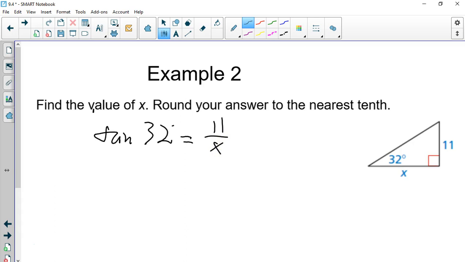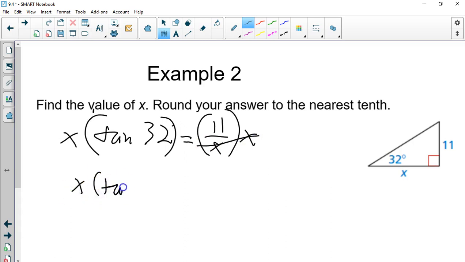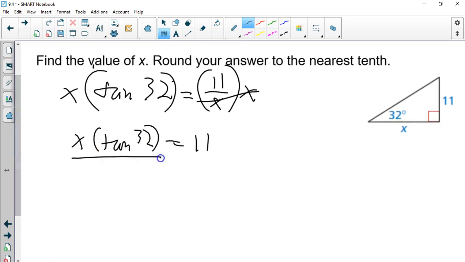Now I'm going to show you the technical math way and then the shortcut. The technical math way is we need the x on the top, not the bottom. So we're going to multiply both sides by x. When we do that, we end up with x times the tangent of 32 equals 11. And now since we want to get x by itself, we divide by the tangent of 32, which is just something we're going to type in our calculator. And we do that on both sides, because it is actually a number.